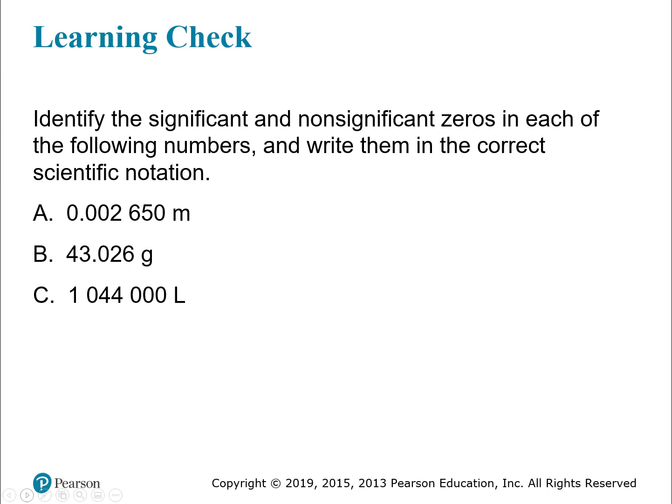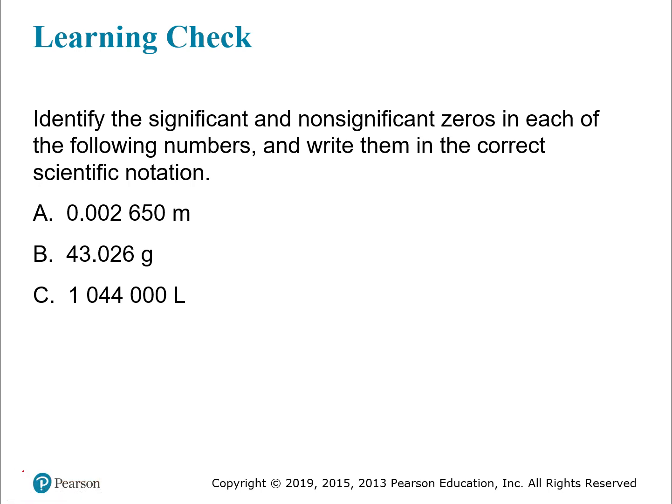But make sure that by the end of the live lecture, you're in a place where you can attempt problems on your own and be at least marginally confident that you understand what you're doing, or if you get it wrong, you see what your mistake was if someone points it out. So here we've got to identify significant and non-significant zeros in each of these numbers and write them in the correct scientific notation. So here's what I'm going to do.